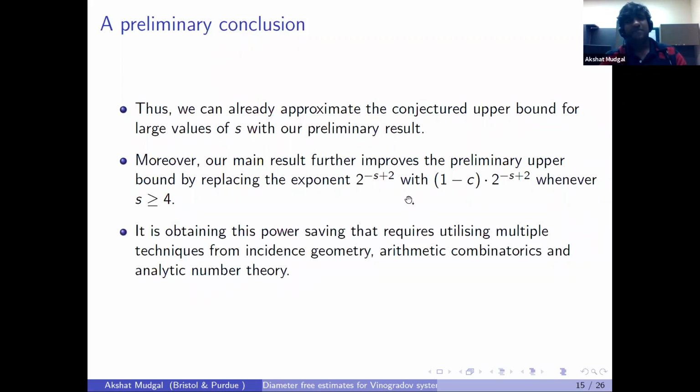In some sum-product problems, you usually have a notion of these threshold bounds, which are derivable using purely Szemerédi-Trotter type results. And it's going beyond these threshold bounds that requires various different techniques from additive combinatorics and number theory. That will be our focus for the rest of this talk. We want to see how we can convert this preliminary bound, this threshold bound, into our main result, which goes beyond the threshold bound.